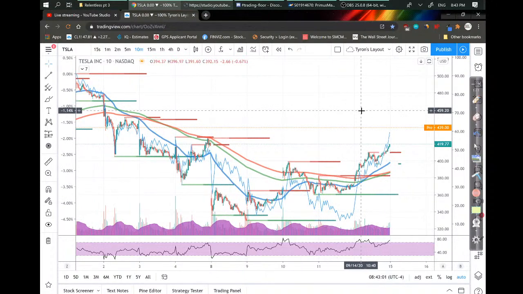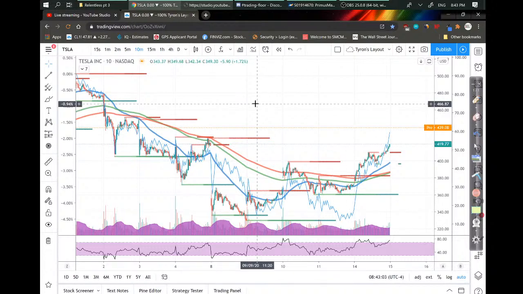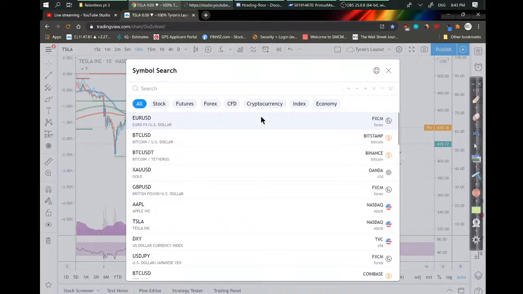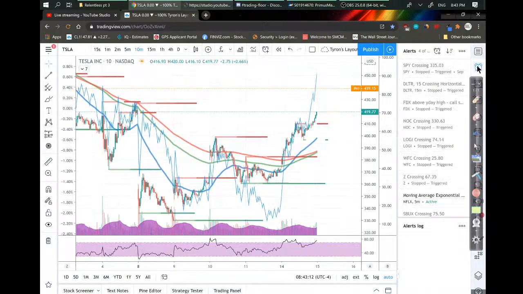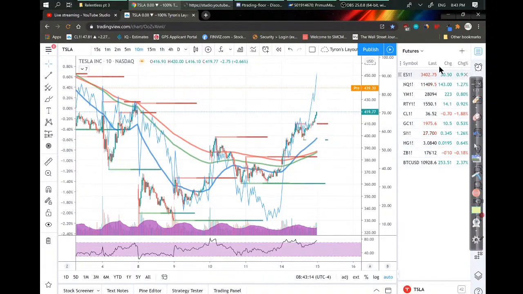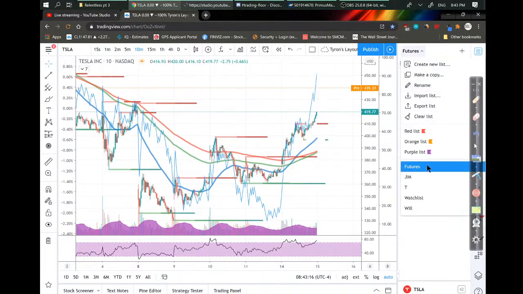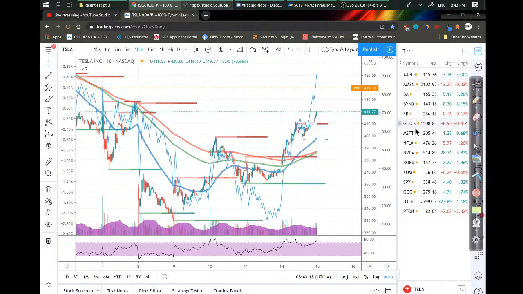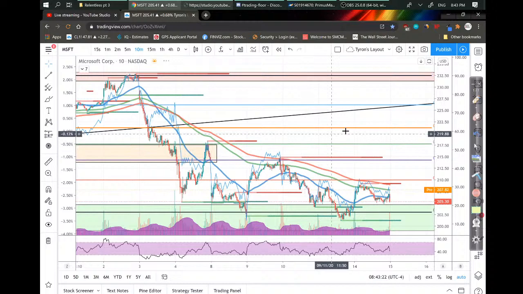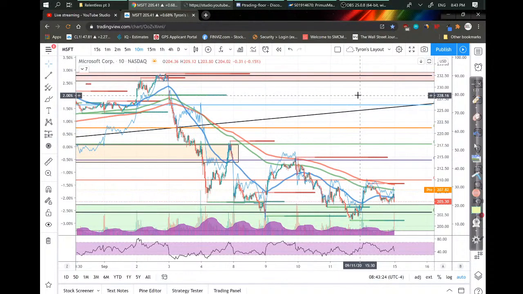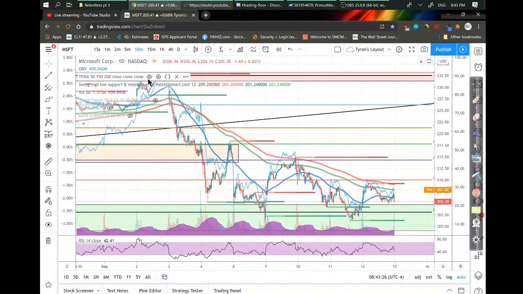So, for example, I don't know, just pick a random ticker, right? Let's just choose one to watch this. Let's just say Microsoft, okay? So I'm gonna get rid of all the indicators here first.